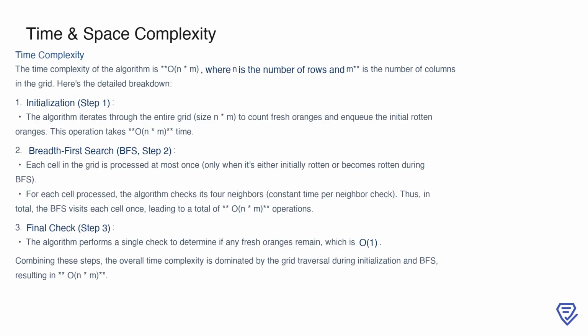Next, during the BFS traversal, each cell is processed at most once, either when it is initially rotten or when it becomes rotten during the propagation. For each cell, the algorithm checks its 4 neighbors, which is a constant time operation. This means the BFS step also takes O(n*m) time in total. Finally, there is a single check to determine if any fresh oranges remain, which is an O(1) operation. When we combine these steps, the overall time complexity is dominated by the grid traversal and BFS, resulting in O(n*m).